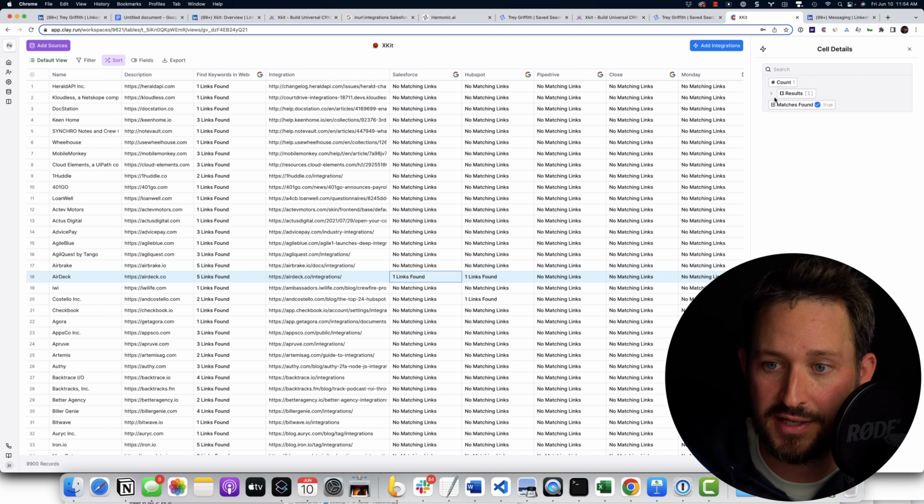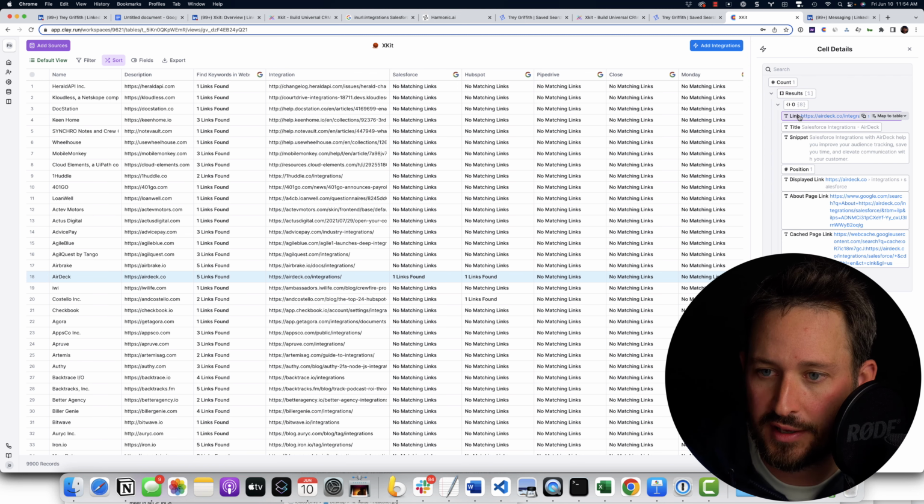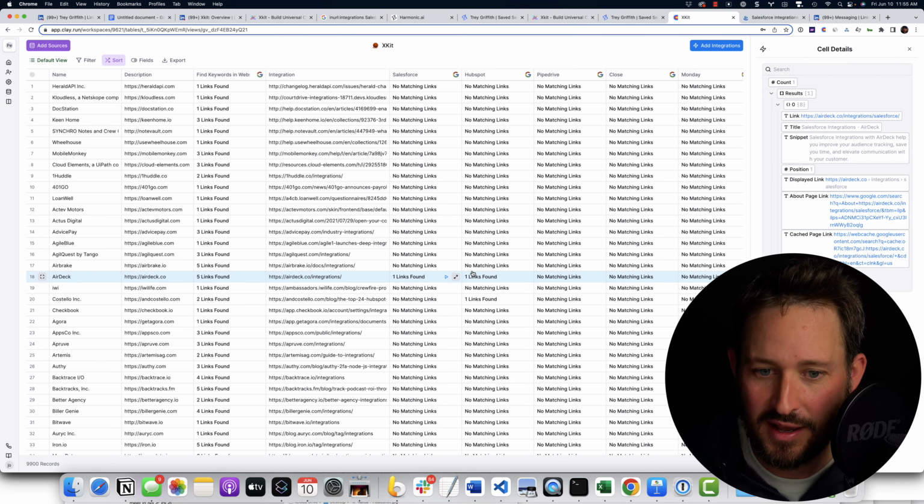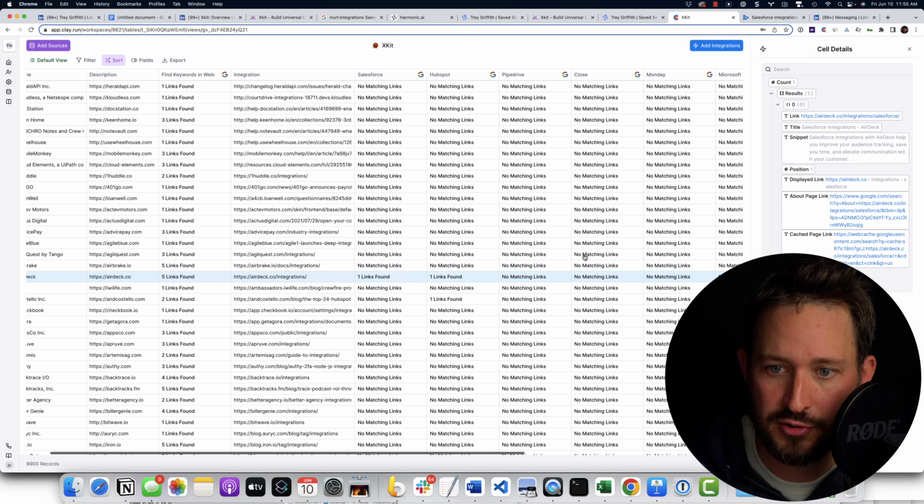So now we know that AirDeck has a Salesforce integration. So if you click here, you can actually see what is that integration page. Integration Salesforce. Wow, they really care about it. Same thing with HubSpot. So AirDeck is like a pretty good match here because there are two.